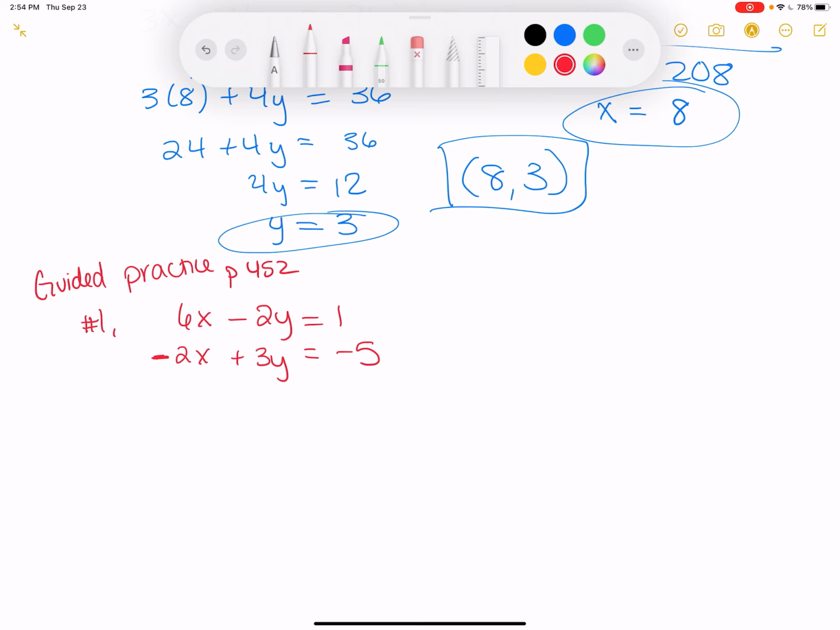It's on the board. Number 1 on guided practice. Let's say 6x minus 2y is equal to 1, and negative 2x plus 3y is equal to negative 5.